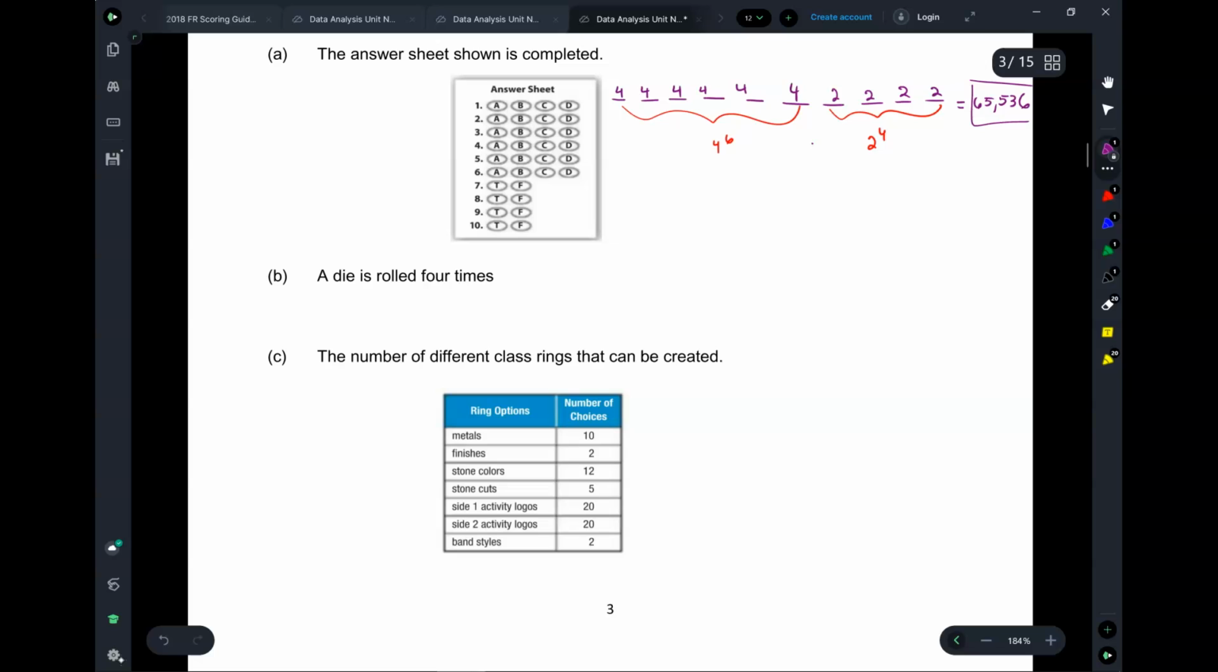Okay, a die is rolled 4 times. The first time, how many possibilities are there? 6. So we're going to do it 4 times. The second time, how many possibilities are there? 6. Third time? 4th time? Multiply all these out. 6 to the 4, 1296.